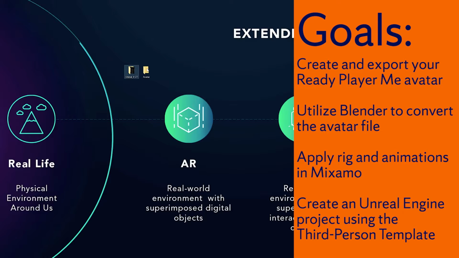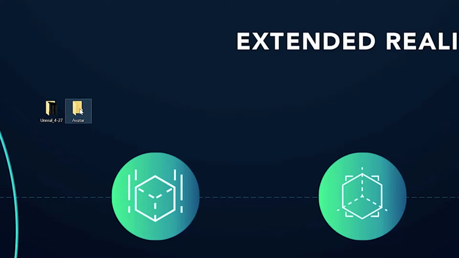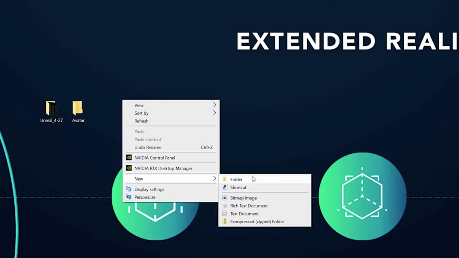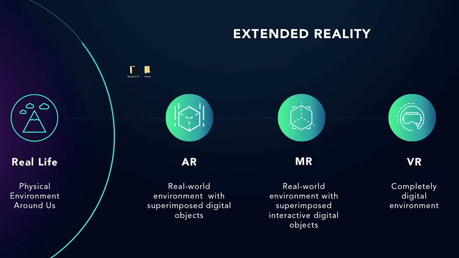Today what we're going to do is jump into a whole bunch of different resources to create a 3D avatar in Unreal. So first things we need to do is right click, create a new folder, and we're going to name one Unreal 427 and the other one Avatar.